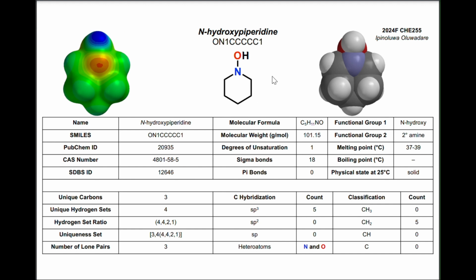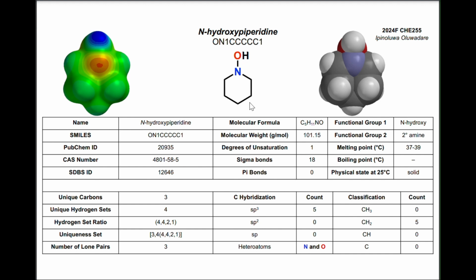Then, like I said, the functional groups are N-hydroxy, and it's a secondary amine because the nitrogen is connected to one carbon here, then the hydroxy group on the top. Its melting point is between 37 to 39 degrees, and it's a solid at room temperature. 37 to 39 degrees is about body temperature. So basically, if you held N-hydroxypiperidine in your palm, it would melt right there.